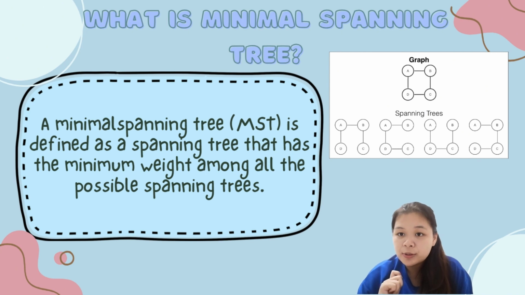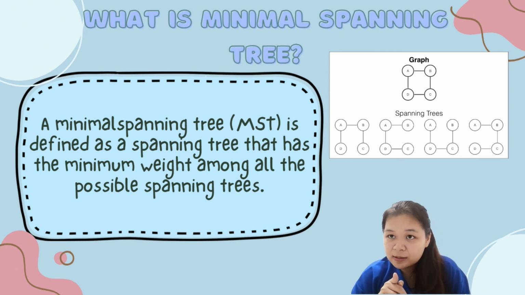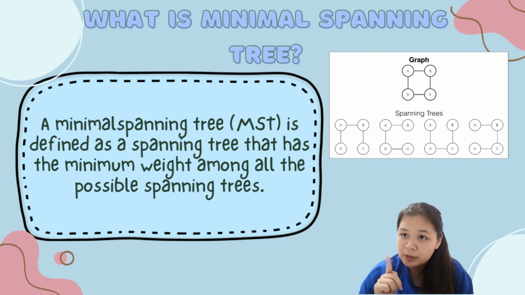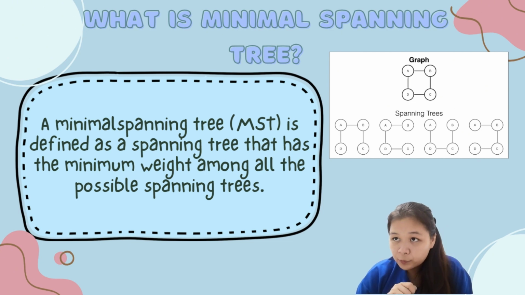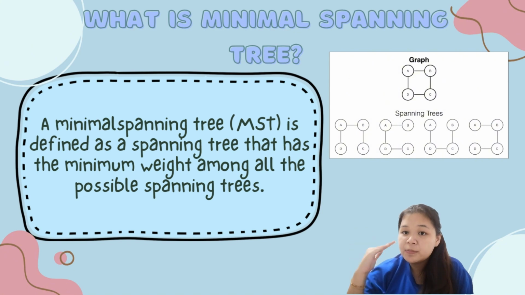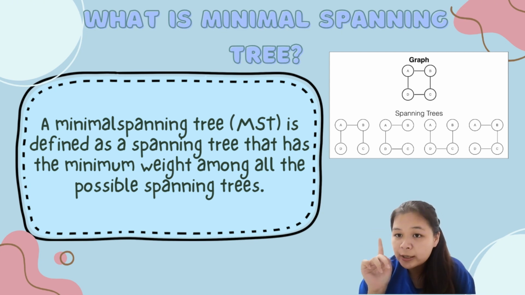I'm going to continue the presentation with what a minimal spanning tree is. A minimal spanning tree is defined as a spanning tree that has minimum weight among all the possible spanning trees. It's quite confusing from the definition, so I already provided an example here. From the graph up there, we have the minimal spanning tree down there. I hope from the example you can understand more about the minimal spanning tree. I will move to the next slide.